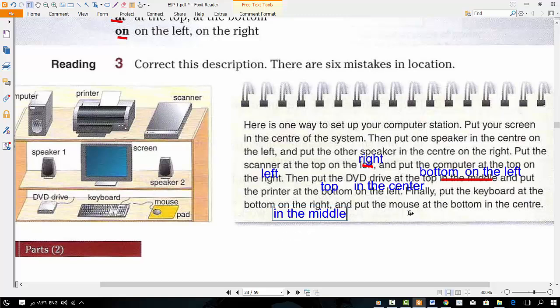And put the mouse at the bottom. The mouse at the bottom. In the center. No, not in the center. On the right.